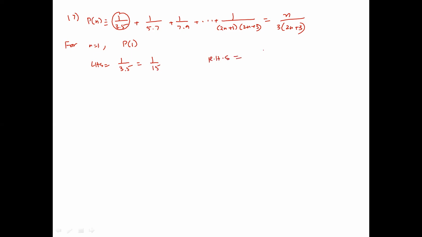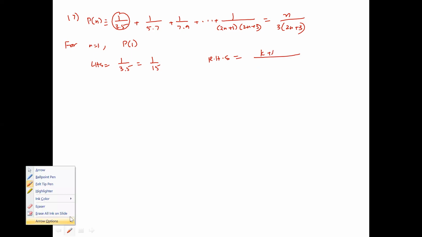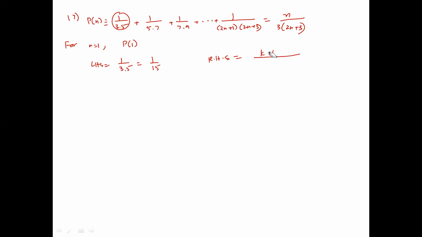Right hand side, you will put n as k plus 1. Sorry. Now n is not k plus 1, n is 1. Right hand side, you will put n as 1: 3 into (2 plus 3), that is 1 by 15. Because left side is equal to right side, you can say that P of 1 is true.